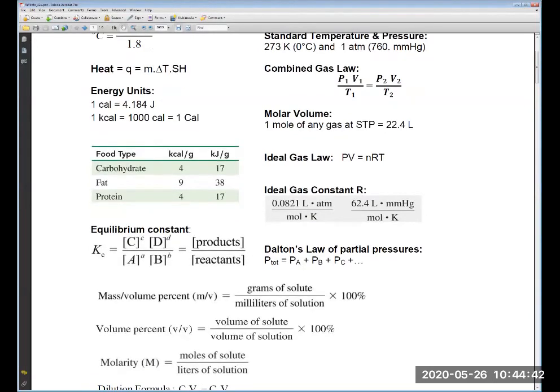And then Dalton's law of partial pressure says that the partial pressures of each gas in the mixture, when you add them, will give you the total pressure of that mixture.